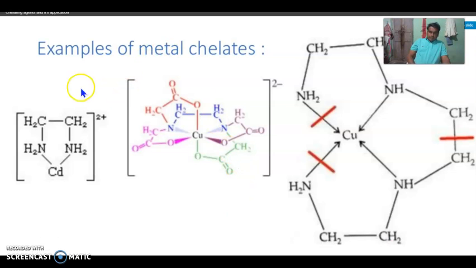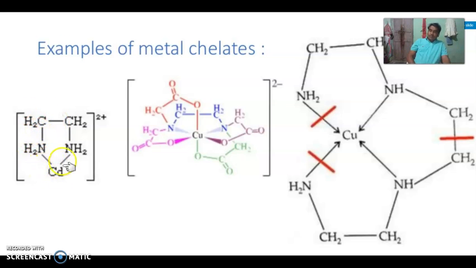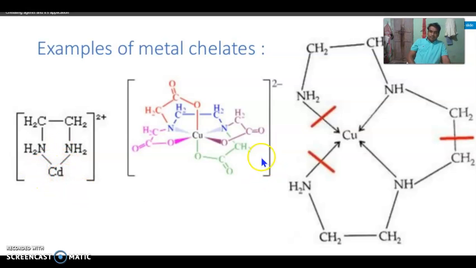Examples of metal chelates: here is ethylene diamine. One ethylene diamine forms two bonds with cadmium, the metal. This is the chelate of EDTA. I told you that one EDTA forms six bonds, six coordinate bonds, with the one metal ion. For example, this whole EDTA molecule forms six bonds: one, two, three, four, five and six.